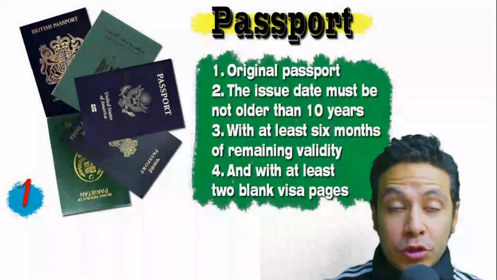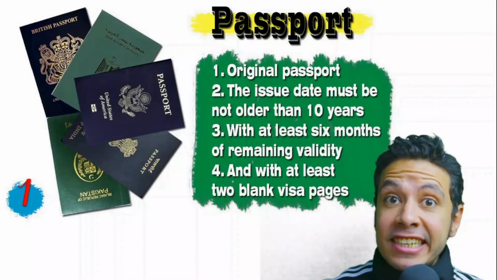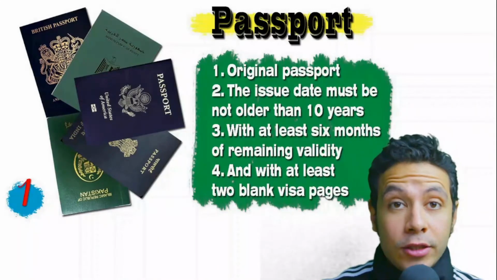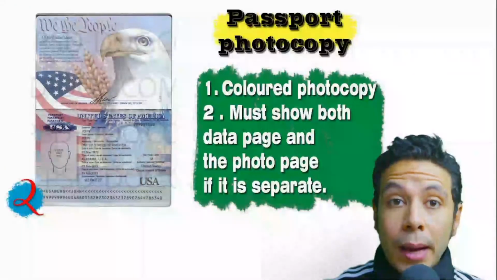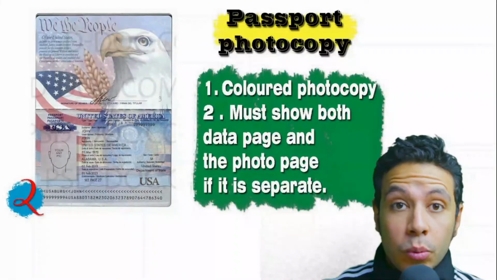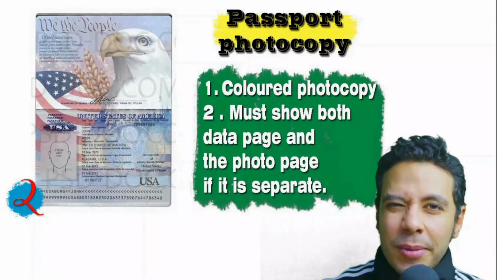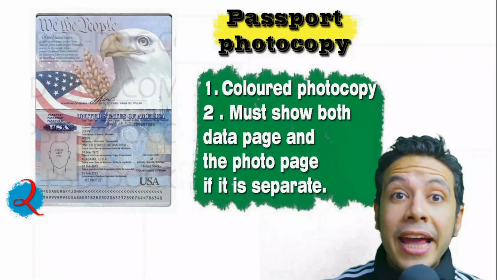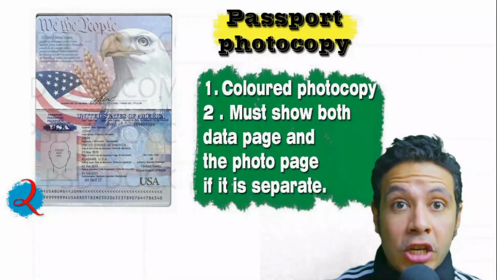So what are the required documents that you will need while applying for any visa? Speaking about your passport, it must be original and it must not be older than 10 years, with at least 6 months of remaining validity and with at least 2 blank visa pages for the stamps. In many cases you will need also a passport photocopy. It might be 1 copy or more than one, and it's preferred to be colored, and both data page and photo page must be shown if separated. In some cases you might be required to photocopy every single page of your passport, but in general only the data page and the photo page are the needed ones.